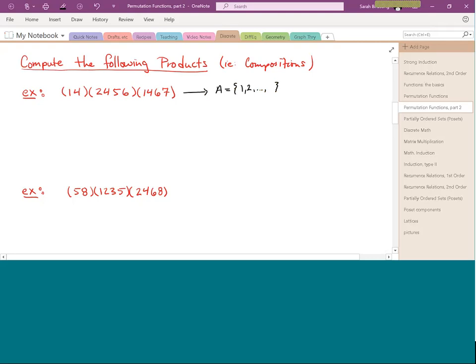You guys spot the biggest number? 7? Yep, it does look like a 7. There you go. So this one, we'd just be looking at our numbers 1 through 7.